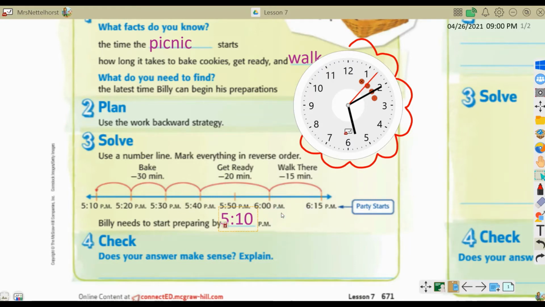So does our answer make sense? Well, let's add up our minutes. We have 30 plus 20 is 50. And then 15 more is 65, which is an hour and 5 minutes.